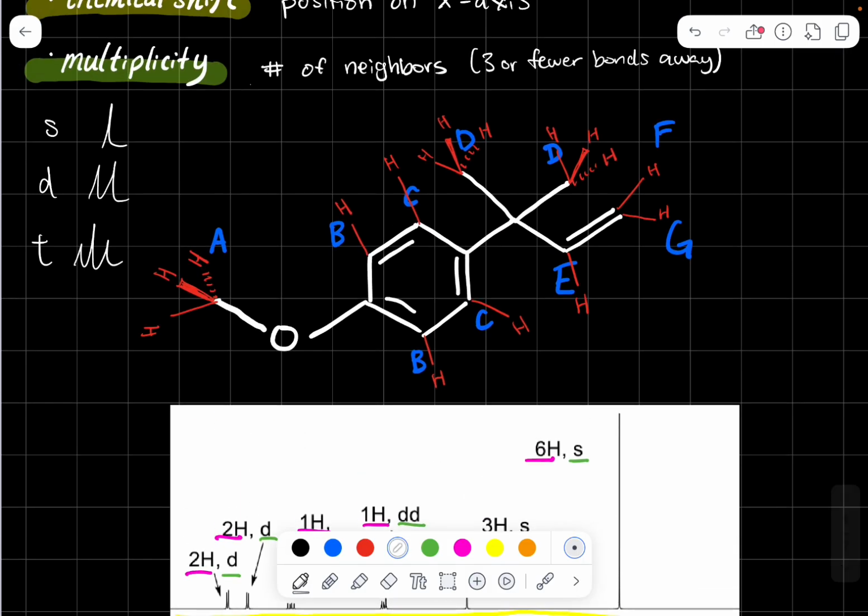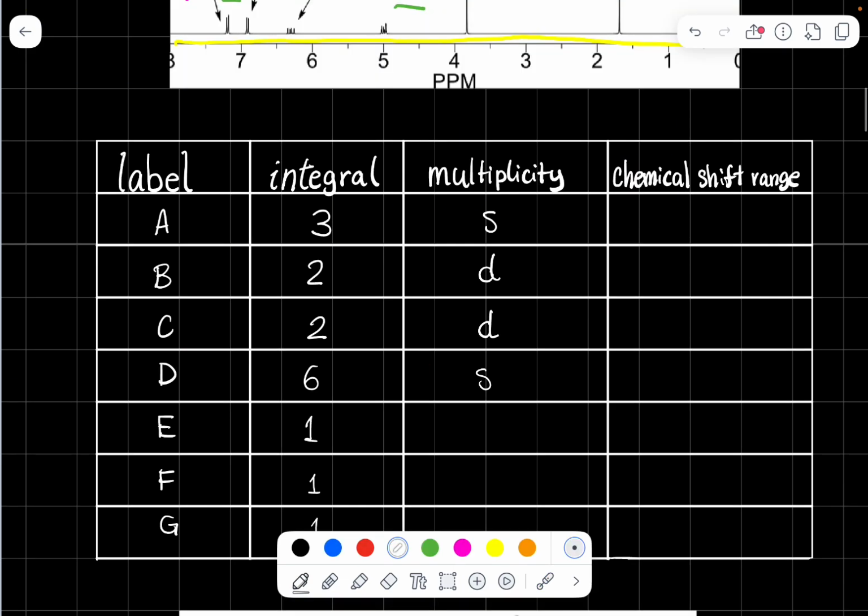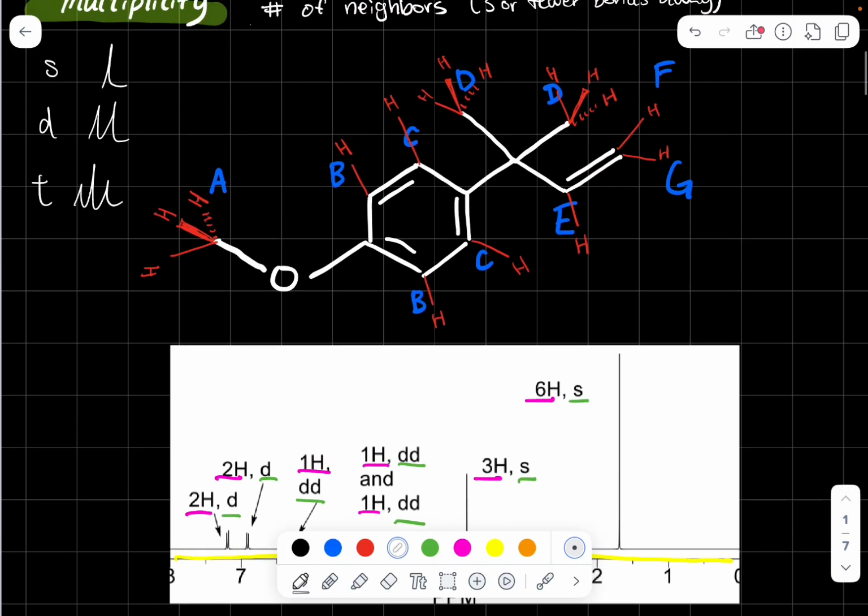Label D has 0 neighbors, so it is also a singlet. Again, we can count the bonds. Start at a hydrogen, 1, 2, 3, and it cannot reach any neighboring protons, so there are 0 neighbors. Label E is a bit more complicated.